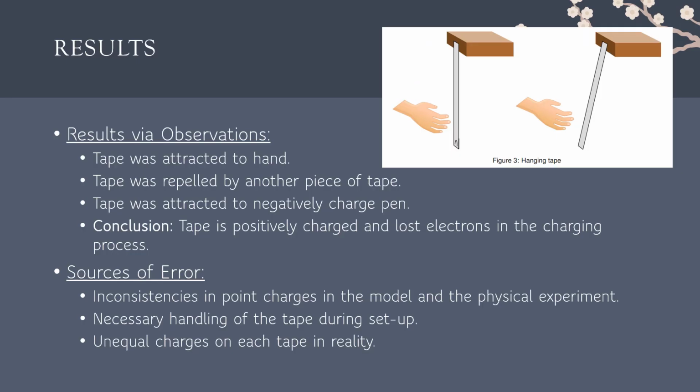In the end, the tape was attracted to my hand. It was repelled by another piece of tape. The tape was attracted by a negatively charged pen. And in conclusion, that means the tape was positively charged and lost electrons during the charging process. Sources of error include inconsistencies in the point charges in the model and the physical experiment. This could have been by necessary handling of the tape during setup, and also unequal charges distributed on each tape in reality.